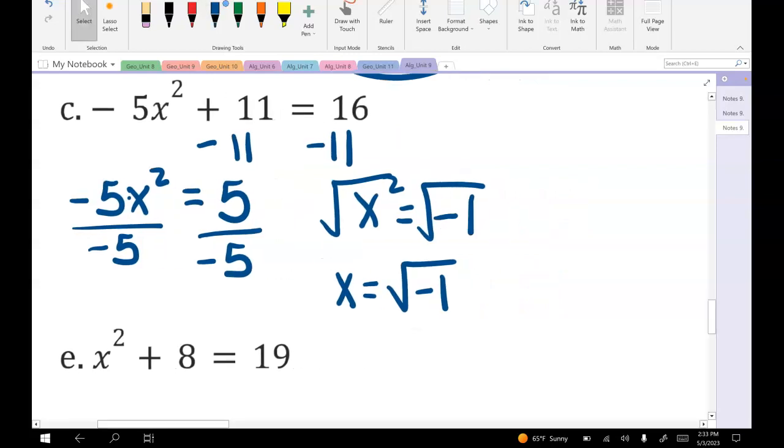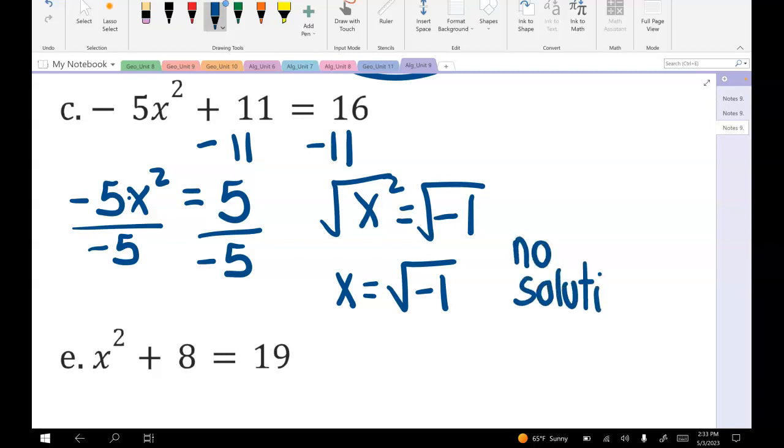So taking the square root of a negative number, on your calculator, it'll say domain error. Do not write domain error. Domain error means that you have no solution.